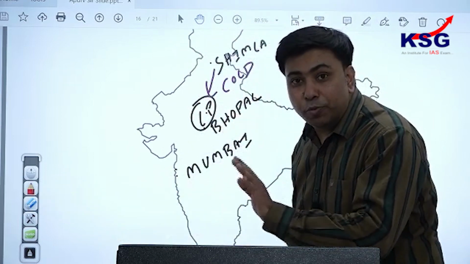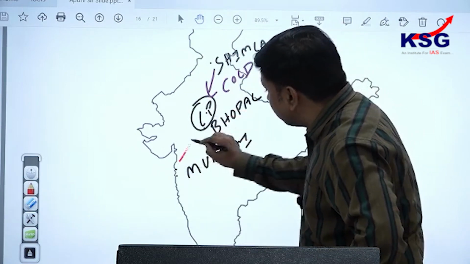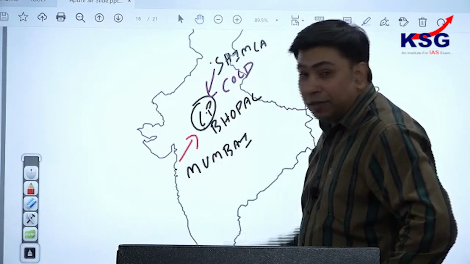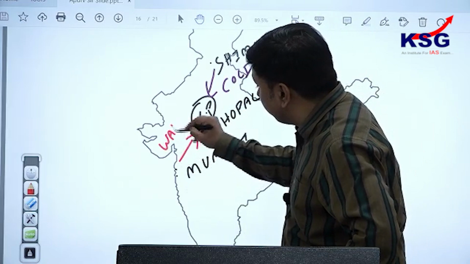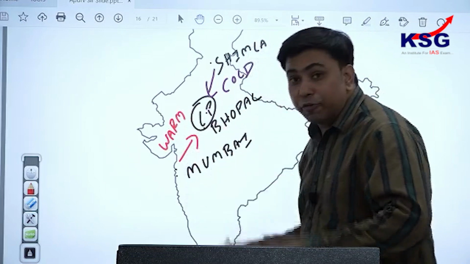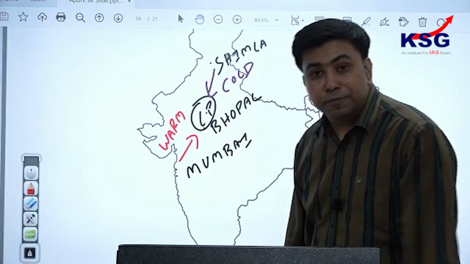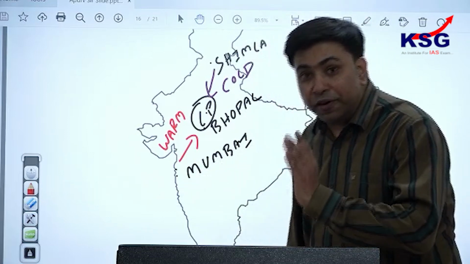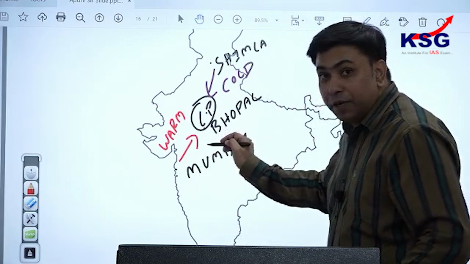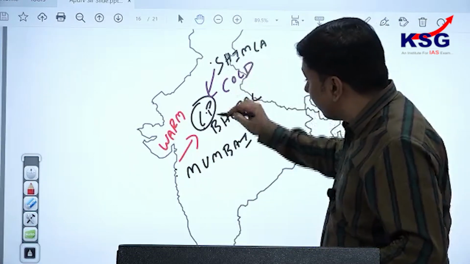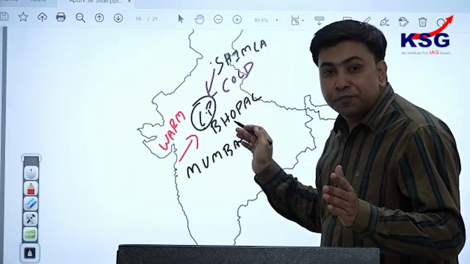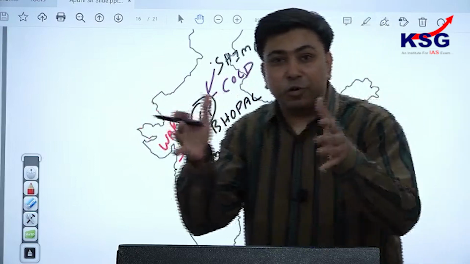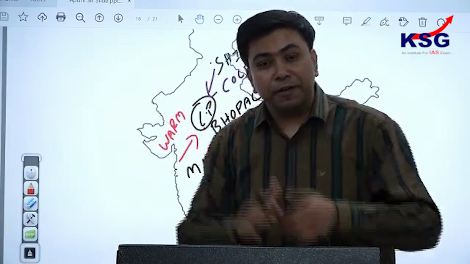So jahan par wind ko low pressure milega, wind wahan se chalegi. So now the winds which are coming from Mumbai towards Bhopal, those air masses or those winds would be relatively warmer, because it is coming from a city which is nothing but a tropical city. Mumbai, warm area. So now the two different air mass, I mean the warm Mumbai air mass, is going to converge with cold Shimla air mass over Bhopal. Two different air mass are converging, colliding with each other, aapas mein takra rahi hain.